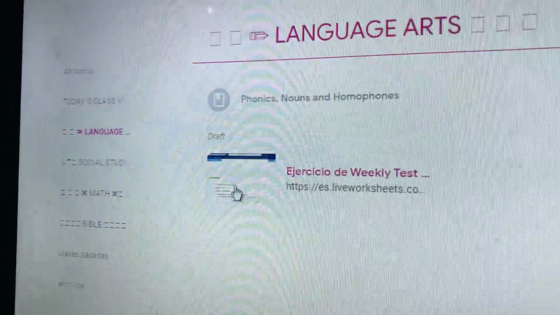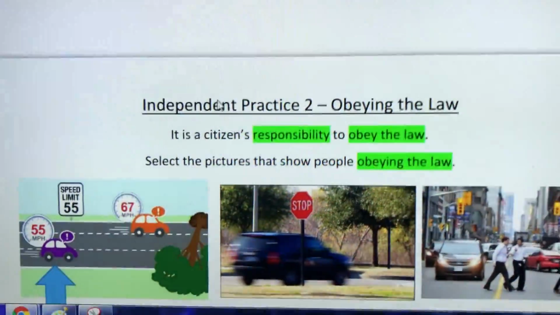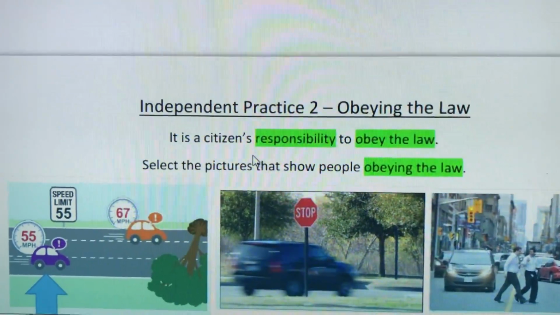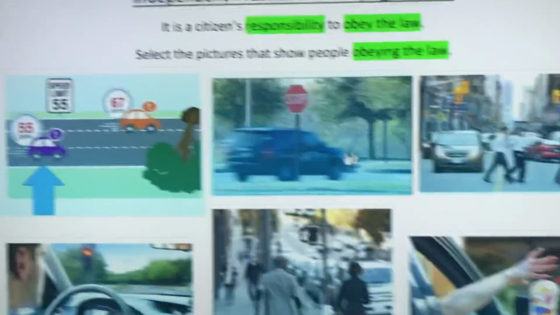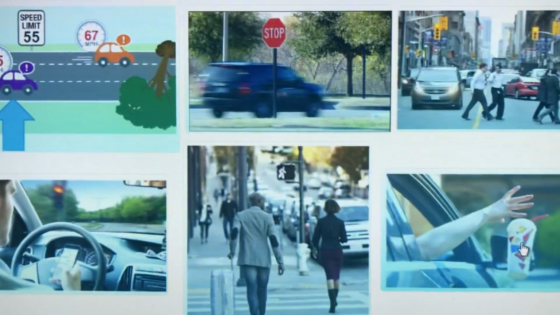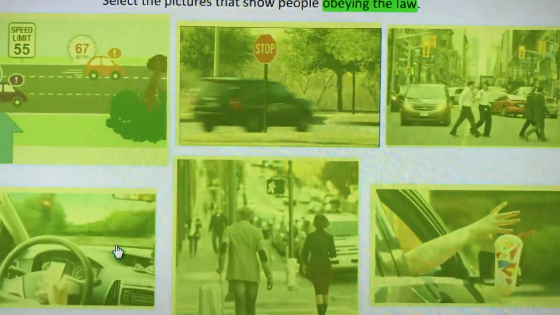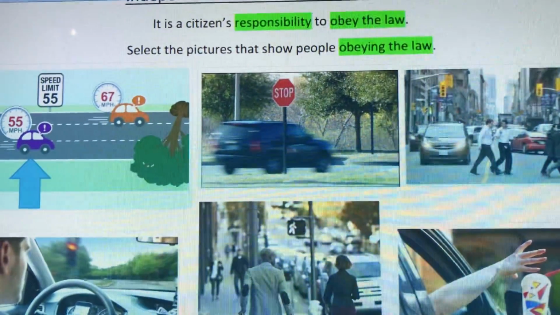Now, we move to social studies. So social studies, we're gonna have two exercises. They're pretty simple. Check this out. It is a citizen's responsibility to obey the law. It's about obeying the law. So select the pictures that show people obeying the law. Which people over here are obeying the law? If you think they're obeying the law, you click yellow. But only click the ones that are obeying the law.